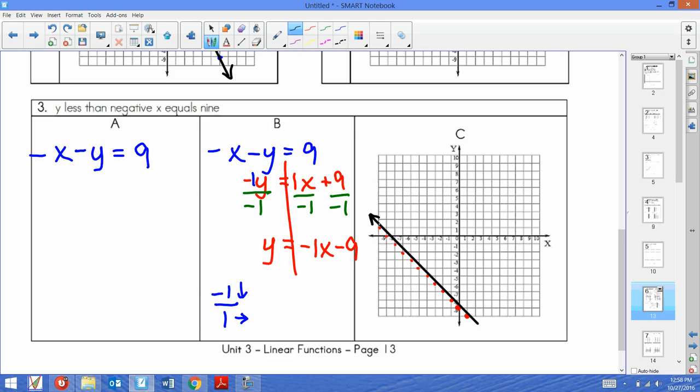Draw arrows on both ends of the lines and label it. Because the last two I labeled with the new equation, let me label this with the original one that we came up with after we translated.